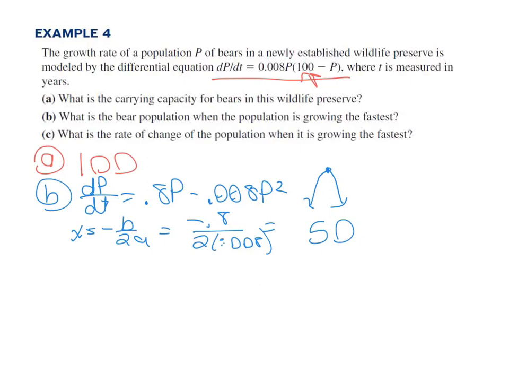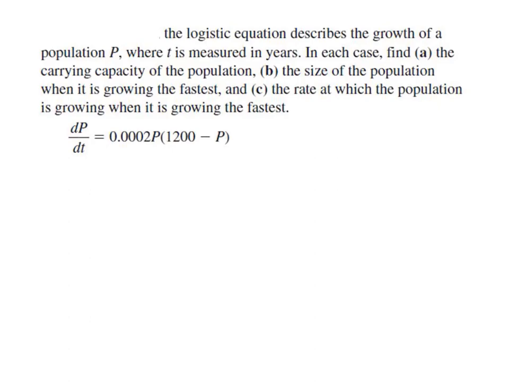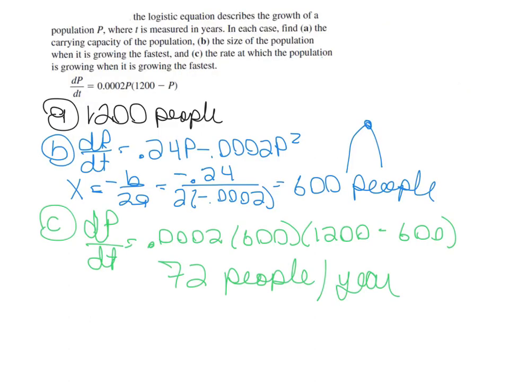Okay, now let's move on to C. For C, what is the rate of change of the population when it is growing the fastest? All you have to do is plug it in. So we've got 0.008 times 50 times 100 minus 50. So what we have is 20 bears per year. All right, it's your turn. Go ahead and pause and give it a go. Okay, and here's the answer.